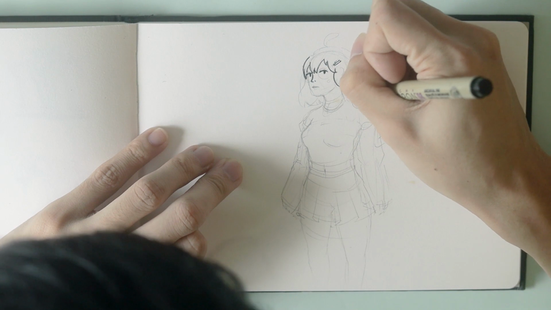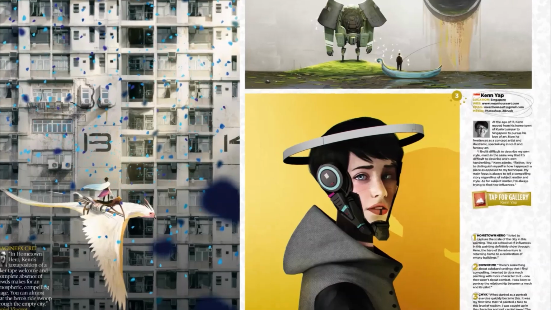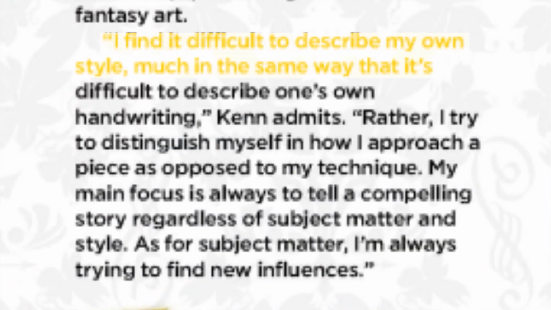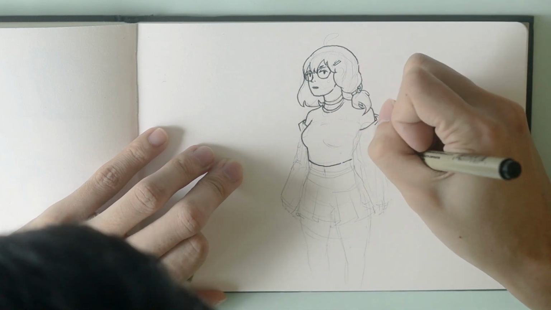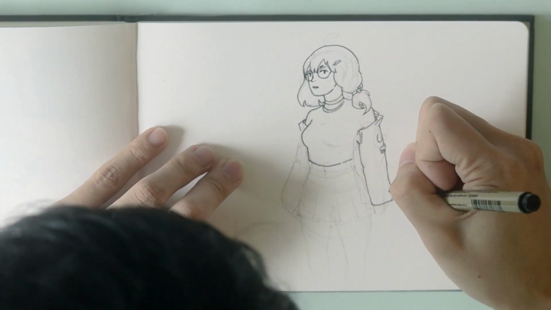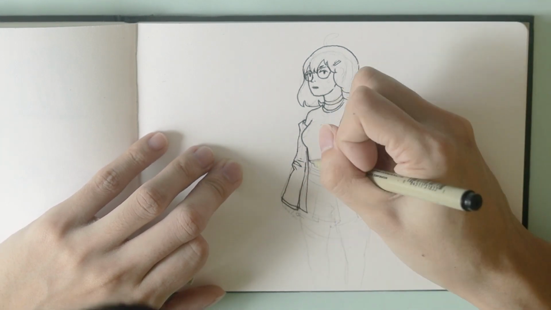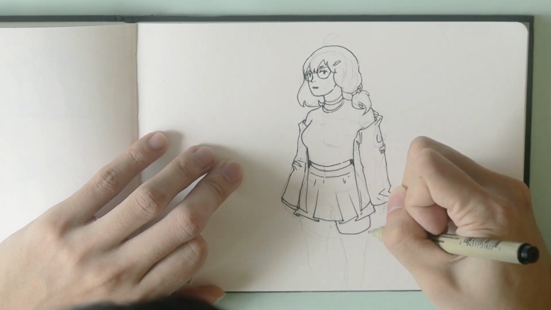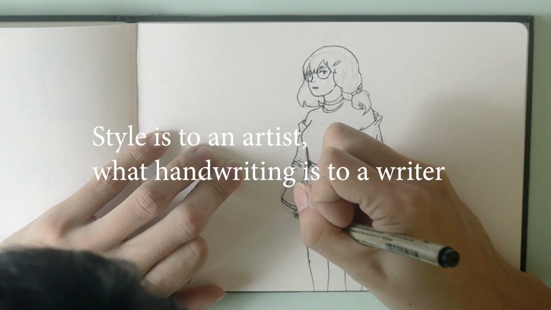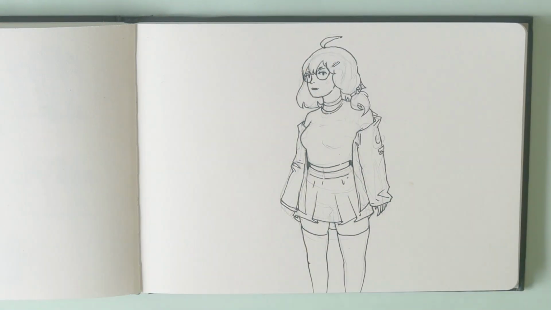A while back in an interview with ImagineFX, I got asked this question. How would you describe your own style? I find it difficult to describe my own style, much the same way it's difficult to describe one's own handwriting. I find an analogy to hold up to this day. Pick up a pen and write a story about a little boy who finds a talking frog. Try to write as fast as you can. Are you thinking about your handwriting? Odds are you're thinking about the story instead. How the plot unfolds, what the character's gonna do next. Your hand is just moving on its own without you having to fuss over the ABCs. Style is to an artist what handwriting is to a writer. Okay, mostly.